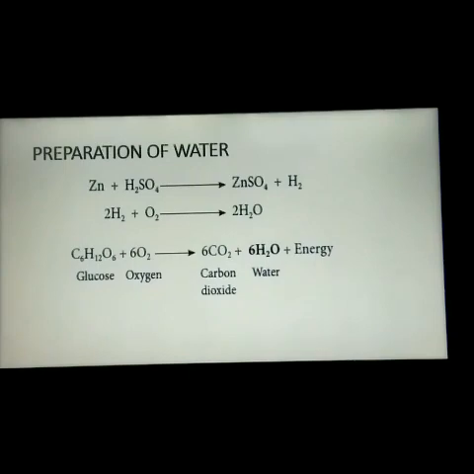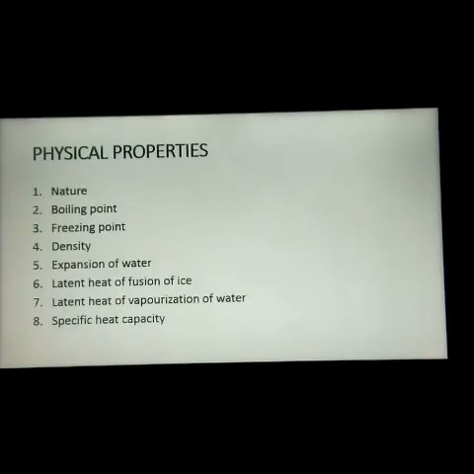Water is also produced by the reduction of metal oxide by hydrogen, burning of hydrogen in air and burning of hydrocarbon in air. Respiration of plants and animals also releases water. And now let us move into the properties of water. Water has some important properties which are familiar to us, but these properties are unique to water.